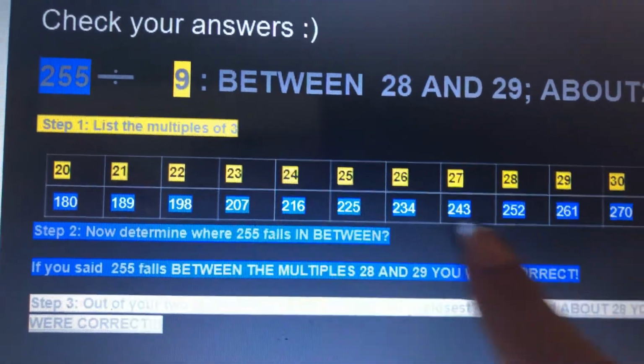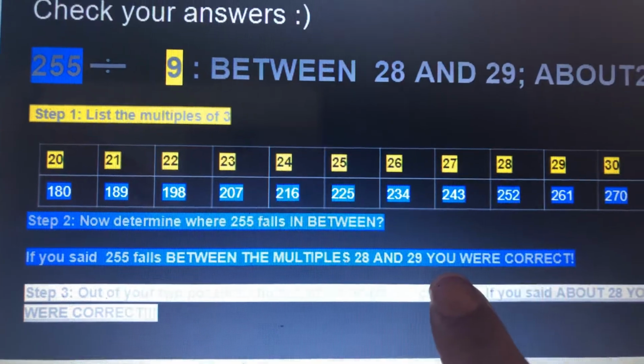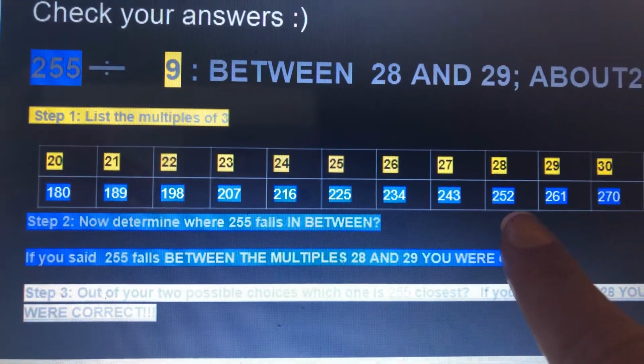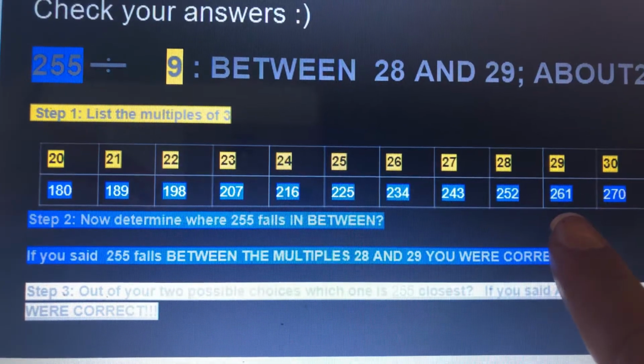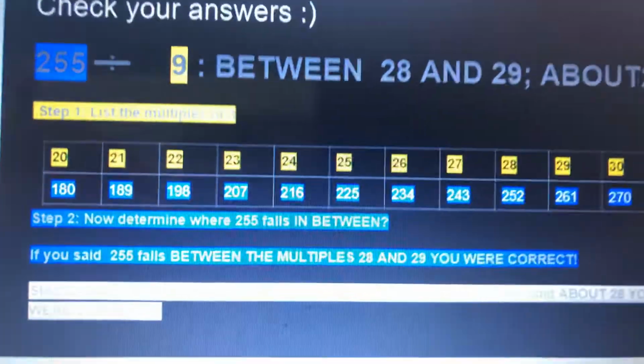Okay, so if I want to find out which one it's closest to, I can take these two numbers, 252 and 261, and see where 255 is closest to. So once again, we can do a number line. Like I said, I've had a lot of practice at this, so I don't need to do a number line, but you guys can. Don't feel ashamed to have to do so.